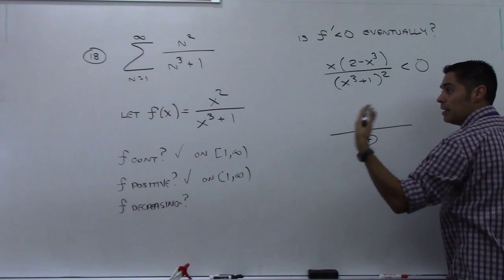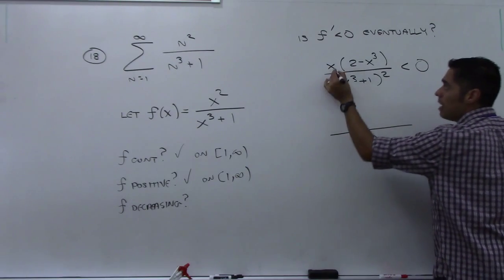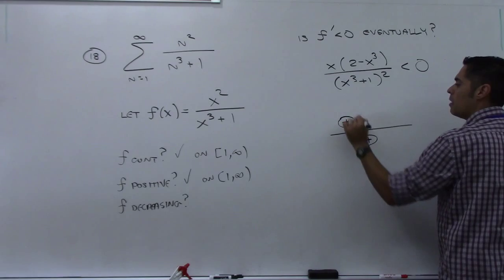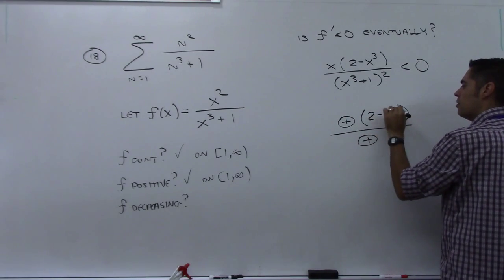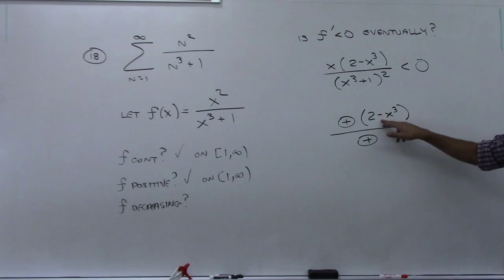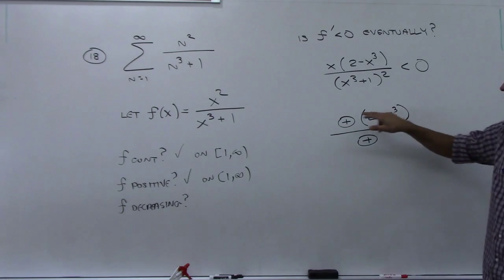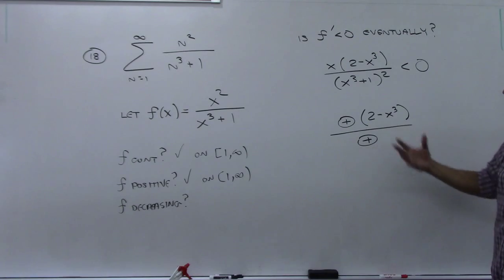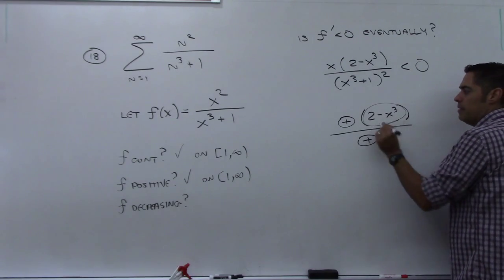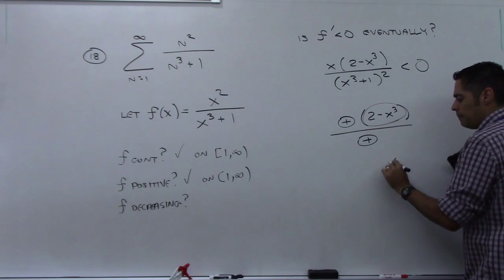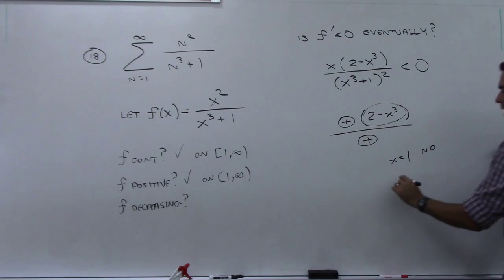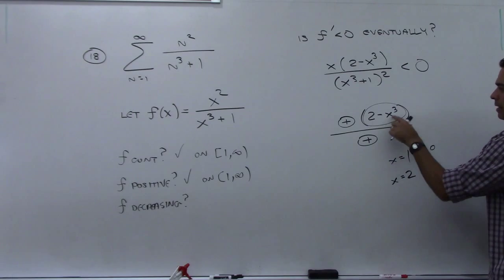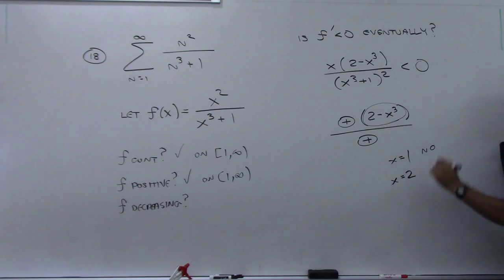If I'm plugging in values from 1 to infinity, I know that this x right here is positive. The only question then is this piece right here, 2 minus x cubed. I need this to be negative, because then I'll have a negative times a positive, that'll be negative over a positive, that's negative. So the question is, is this negative? Well, if x is 1, no, that's going to be just 1. If x is 2, though, I get 2 cubed, that's 8. 2 minus 8, that's negative. So from 2 on, it's going to work.